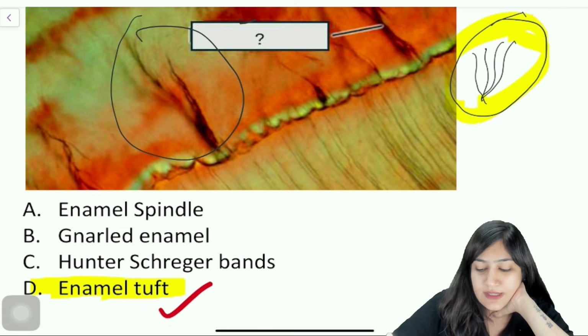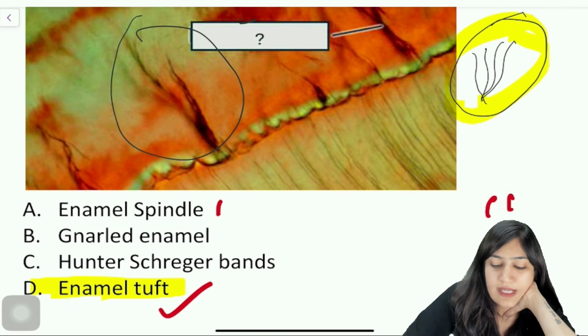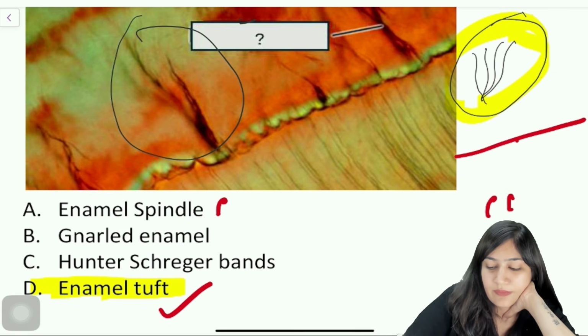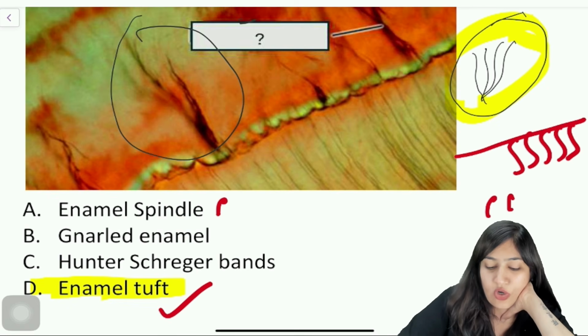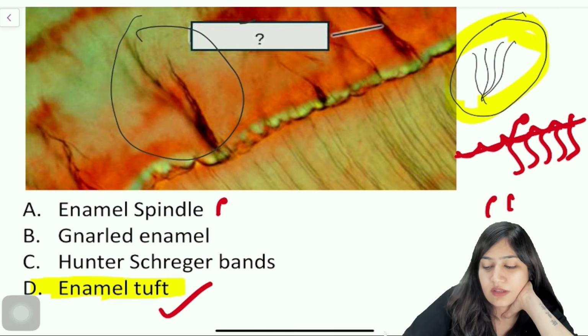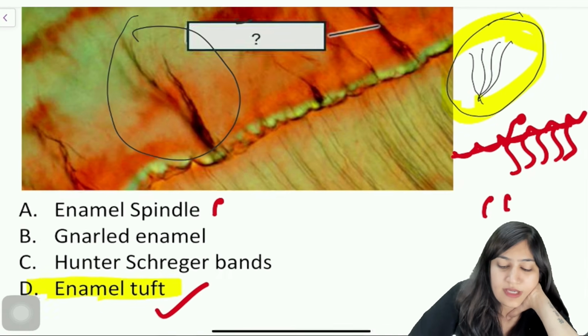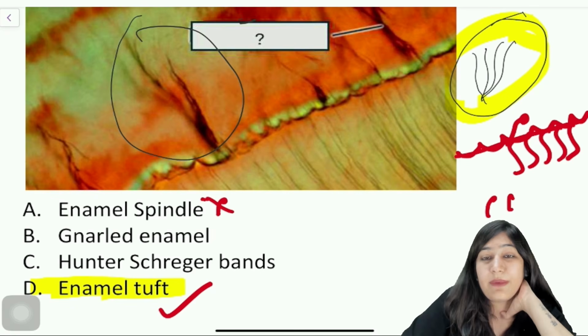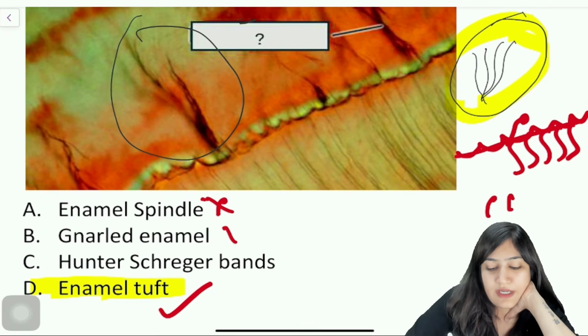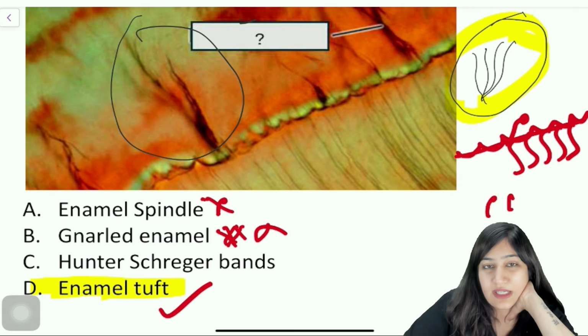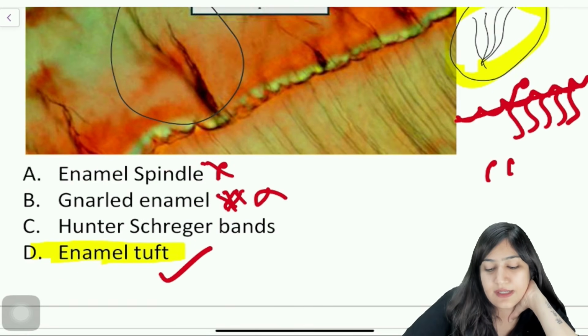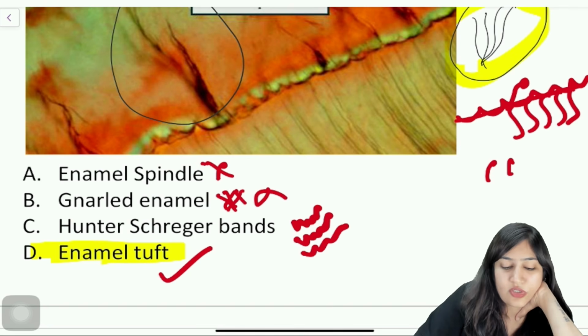Enamel spindle is basically a comma-shaped structure, mainly odontoblastic processes crossing the dentino-enamel junction. So this cannot be the correct answer. Lamella is mainly intertwining of enamel rods. So this is also not the correct answer as we cannot see any intertwining here. Hunter-Schreger bands are light and dark bands. So this is also not the correct answer here.